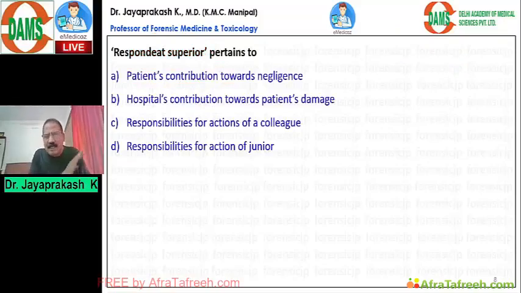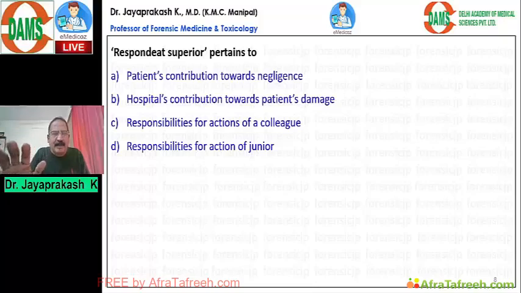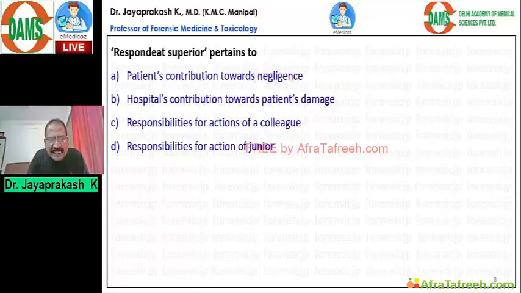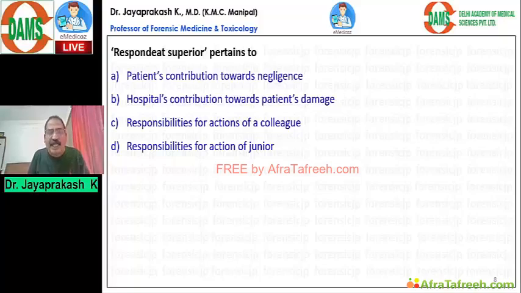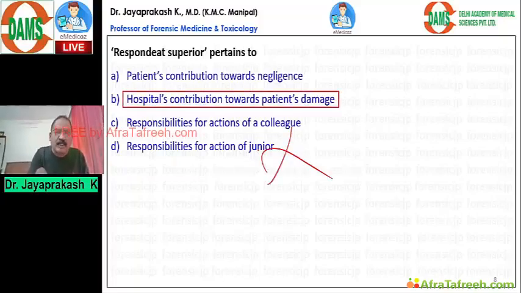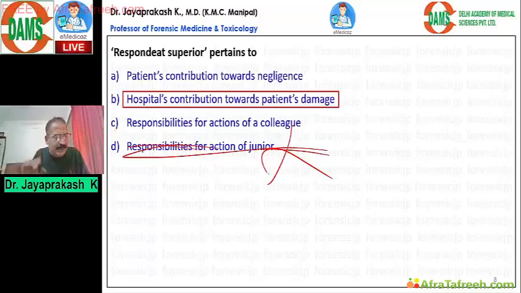Respondeat superior, I was telling you repeatedly and continuously. Just remember only one point: the employer is liable to pay the compensation for his employees' negligence. The employer is responsible to pay the damages. Damages means the compensation for his employees' negligence. And here, never ever write responsibility for the action of a junior. Most of the students write responsibility for action of junior. That is wrong. There is nothing like senior and junior. Here it is nothing but employer and employee.